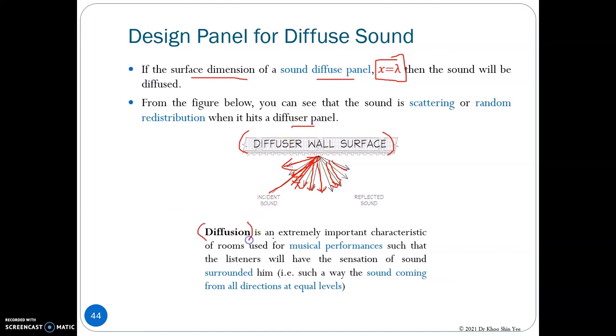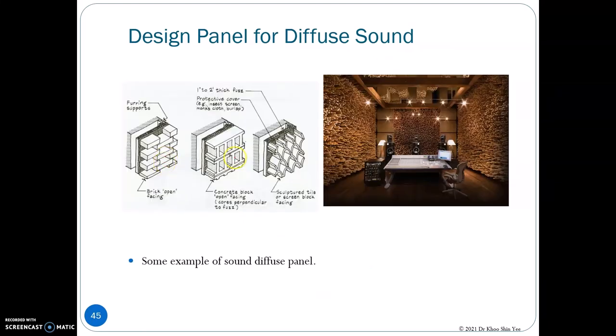Diffusion is an extremely important characteristic of the rooms used for musical performance, such that the listeners will have the sensation of sound surrounding them in such a way that the sound is coming from all the directions at equal level. You can see the example for the sound diffuse panels in these figures.